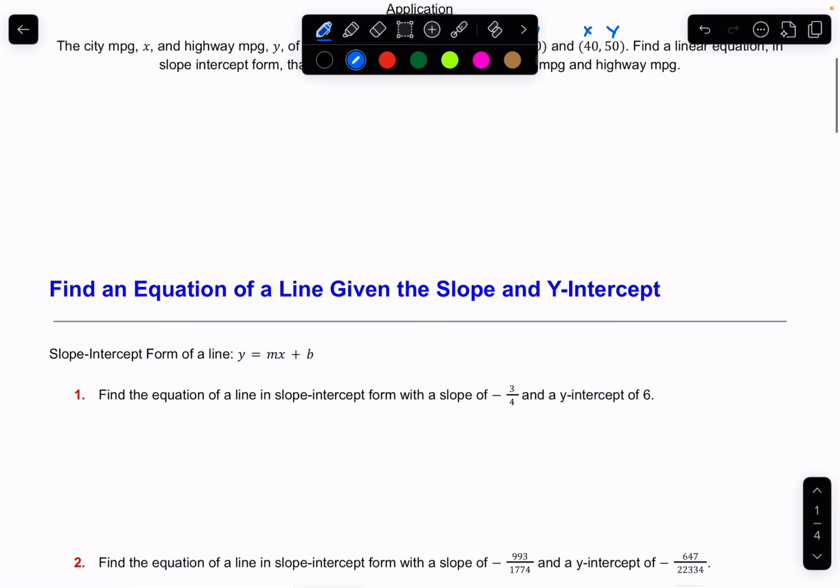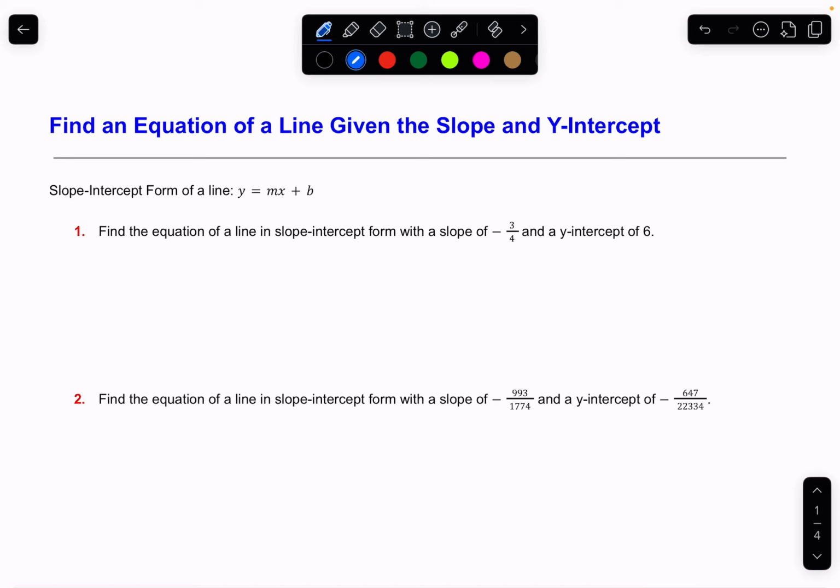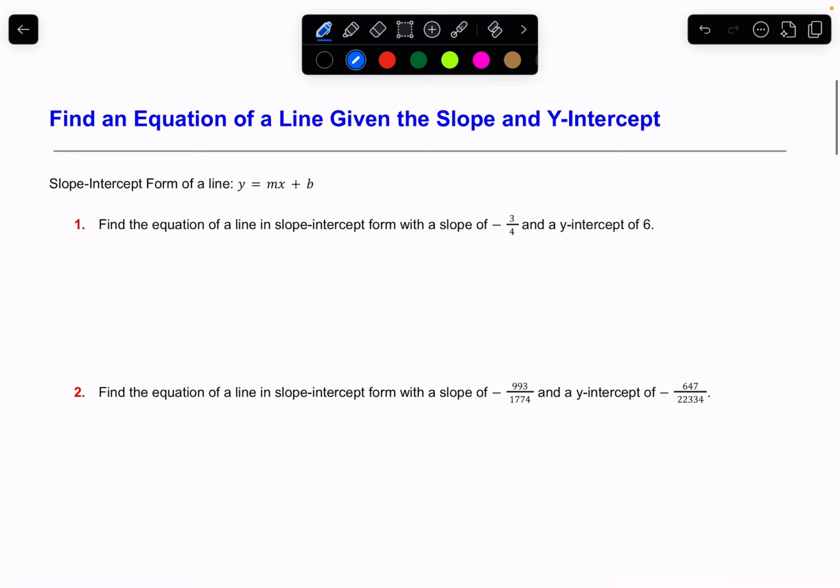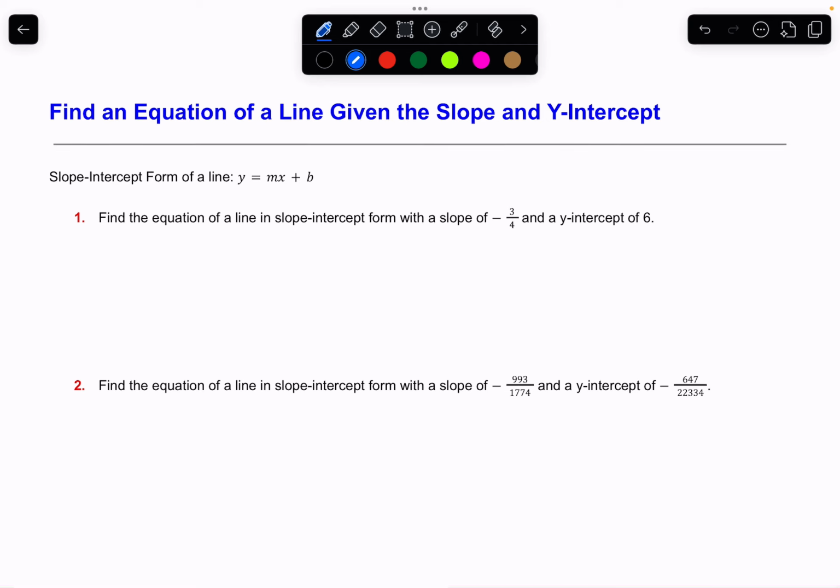All right, so first, we want to find an equation of a line given the slope and the y-intercept. This is by far the easiest section of these notes, where slope-intercept form makes this almost trivial, because when we look at slope-intercept form, y = mx + b, we only have two things we need to plug in. We need m, which is the slope, and b, which is the y-intercept. So if we're given slope and y-intercept, we don't really have to do anything except write the equation.